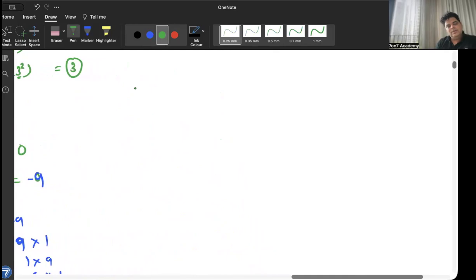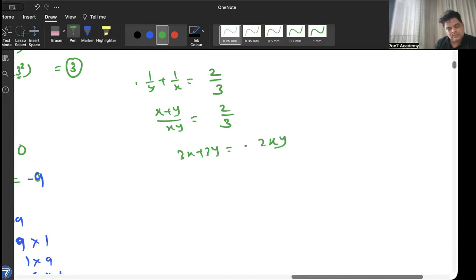So, Sasha, if I take 1 over y plus 1 over x is equal to 2 by 3, can you tell me all the steps? Now here 2 is not 3 square. Okay? So what you'll do here? x plus y over xy is equal to 2 by 3. So 3x plus 3y is equal to 2xy. Agree? Now 3x plus 3y minus 2xy is equal to 0.